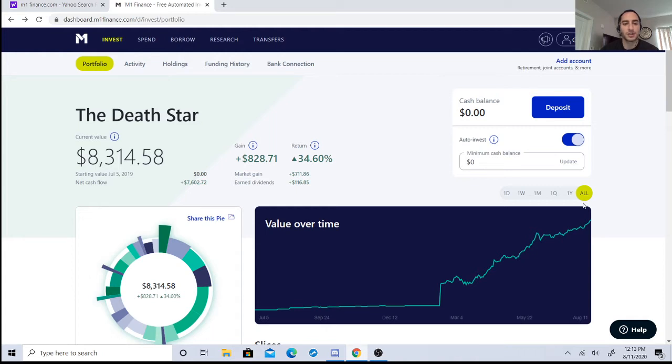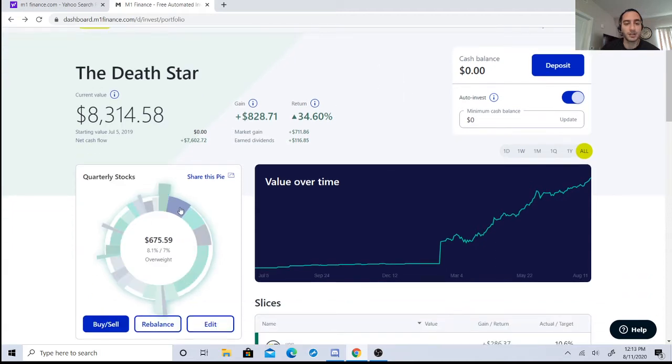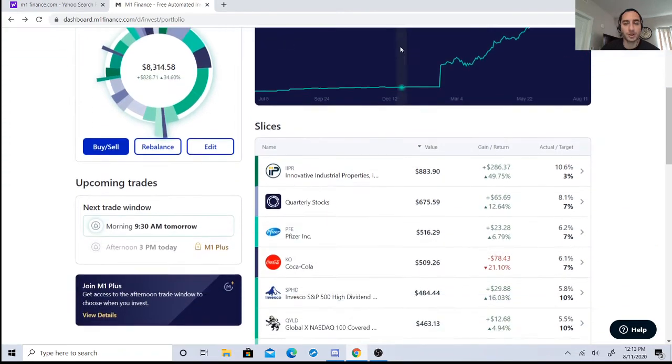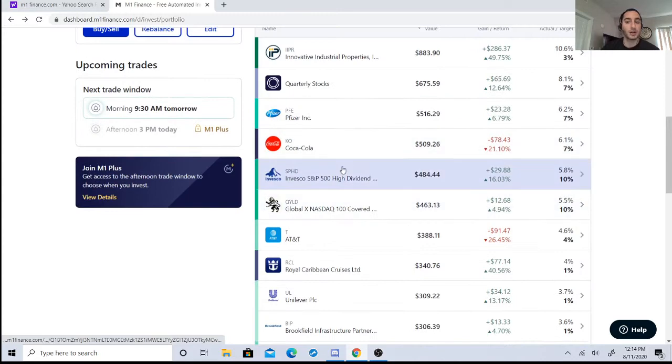I am at $8,314.58. I am up $828.71 with a return of 34.60% right now. So as of right now, I've made $116.85 in dividends, which has been distributed in this fractional share portfolio. The one thing that I really focused on, and what I'm focusing on, is my monthly dividends.